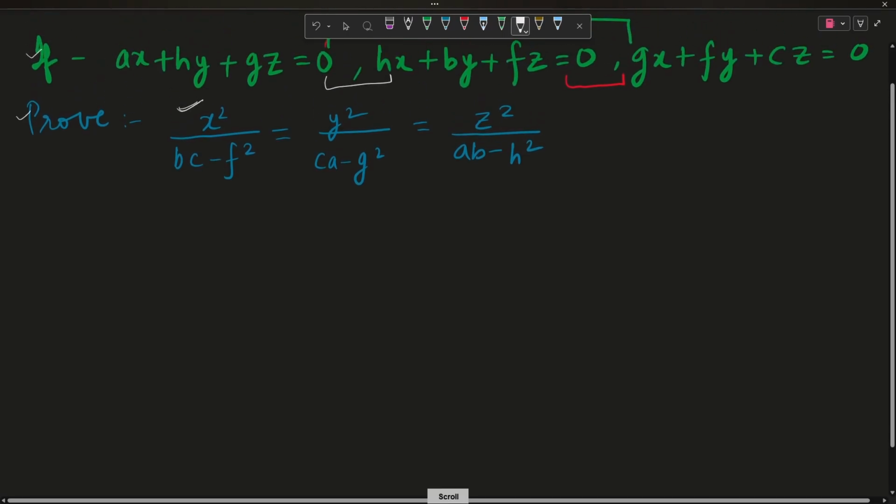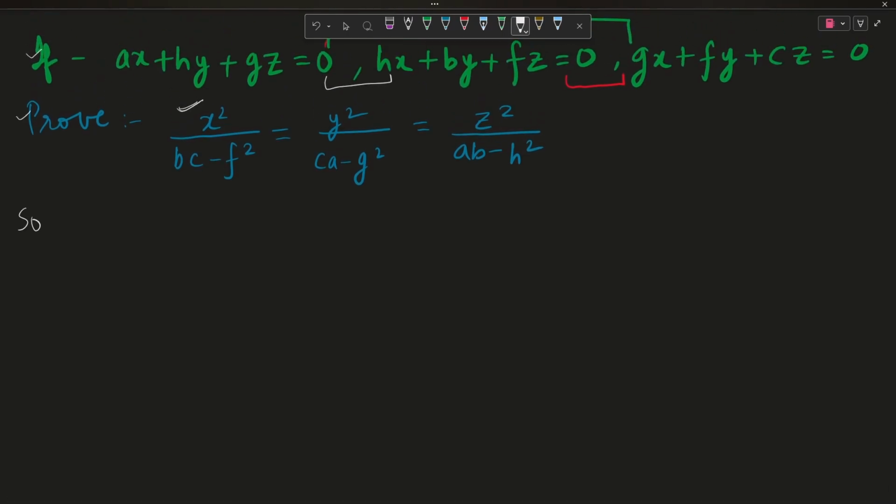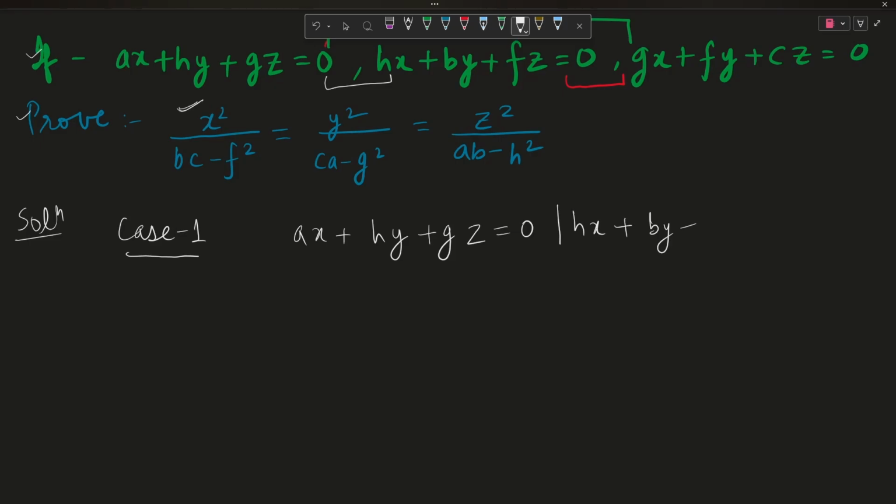The first two equations are solution case 1, where we are taking the equations ax plus hy plus gz is equal to 0 and hx plus by plus fz equal to 0.